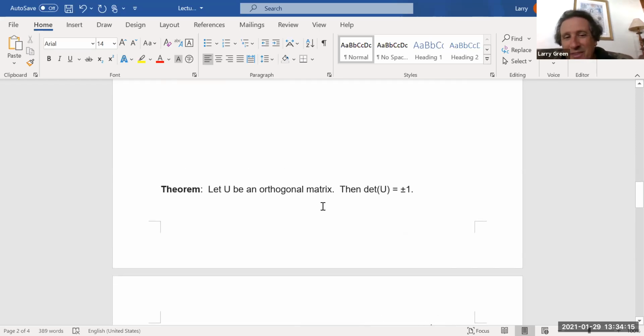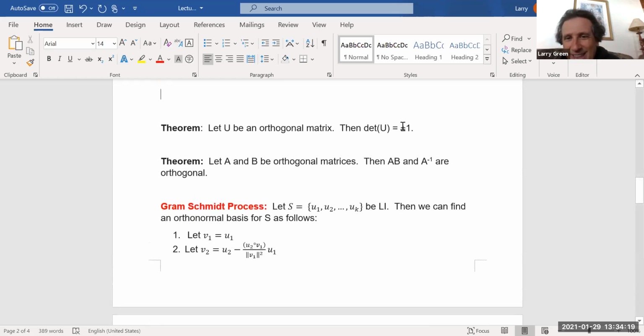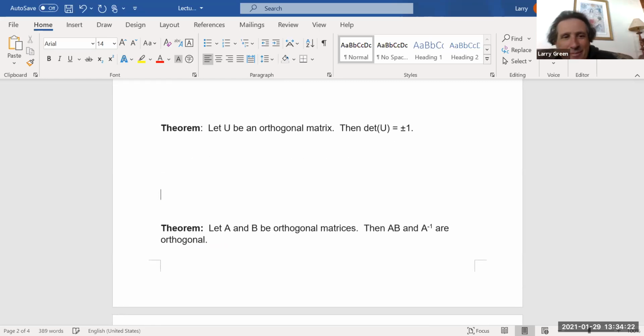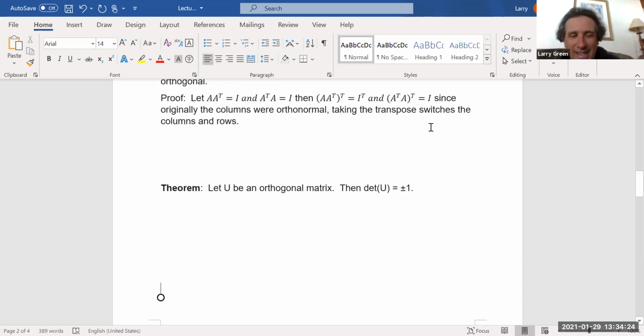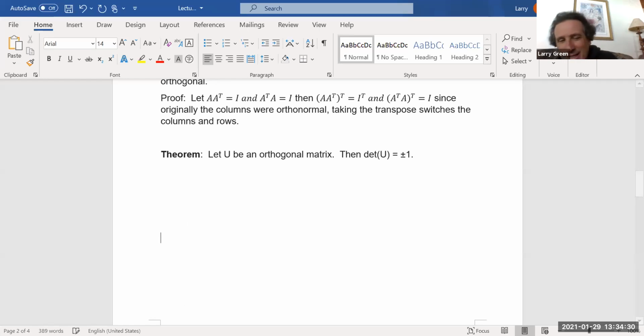Okay, now comes something that you were just talking about, Bradley, and that is a big theorem. You thought that you had to have a determinant of 1, but you don't. But that doesn't mean that you could have any determinant. What we have is that if U is an orthogonal matrix, then the determinant of U is either 1 or -1. You can't have a determinant of 2, for example.